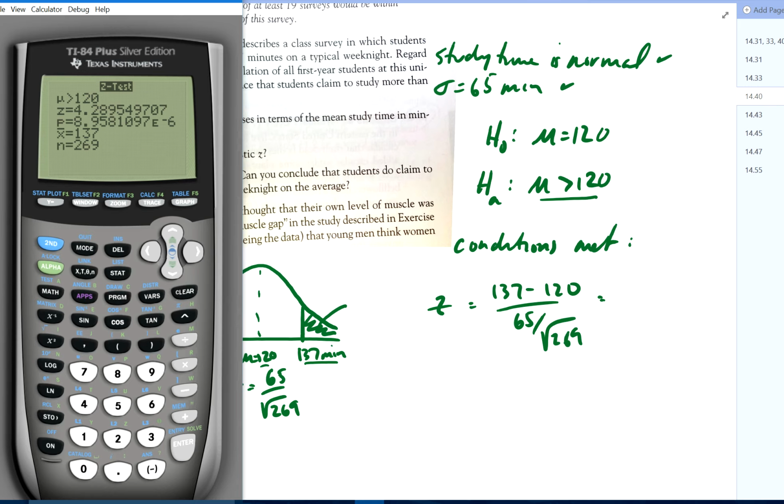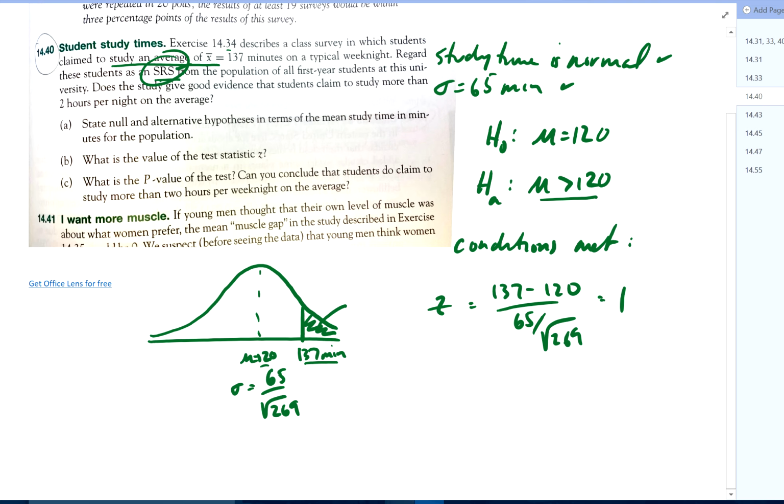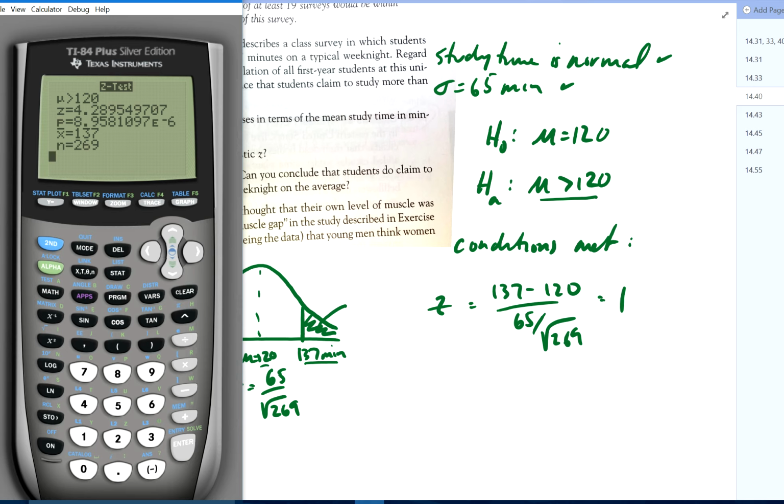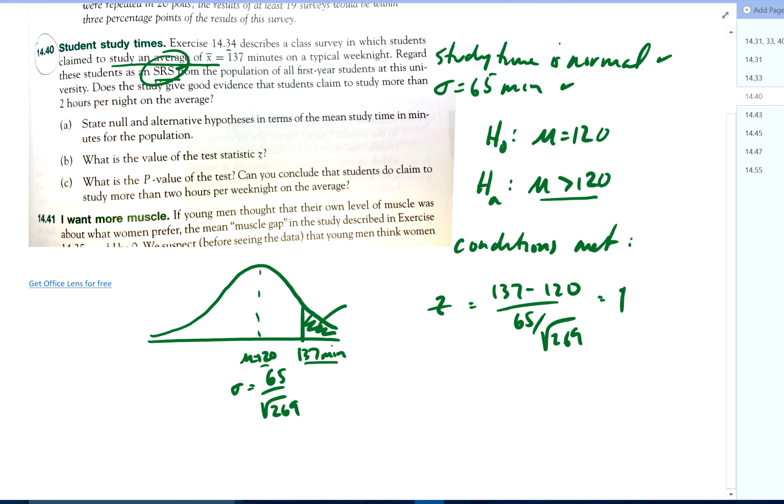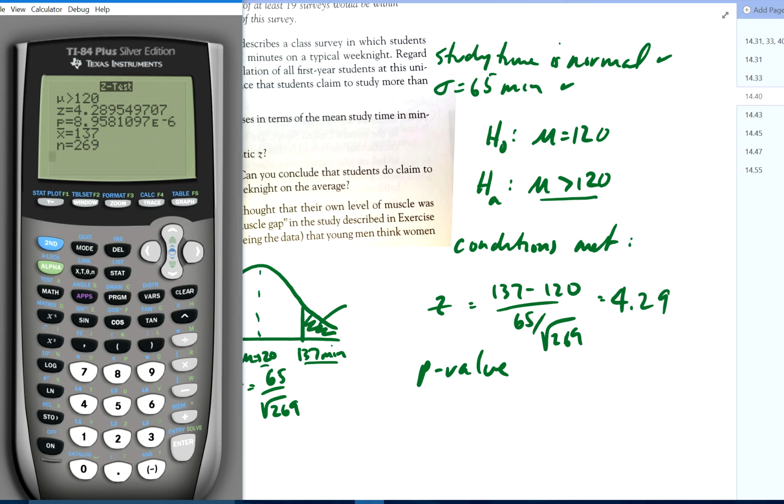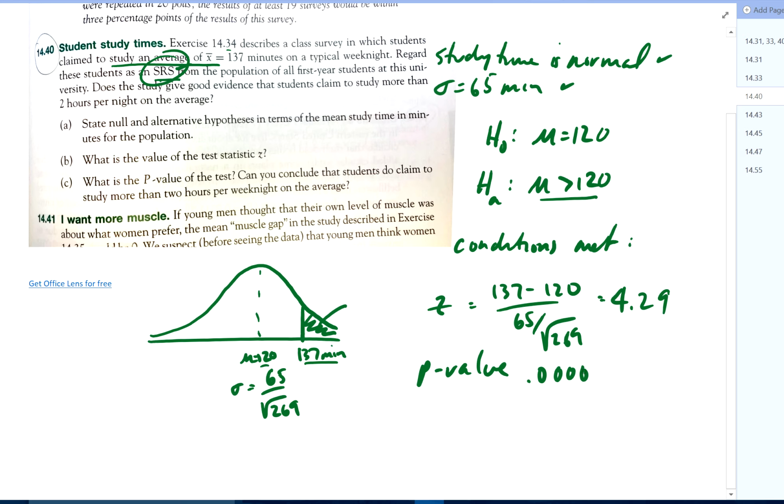Okay, so z is going to be 4.29, and the p-value, sorry, once I write on the screen the calculator goes away, is 8.9 times 10 to the negative 6. You see that E there on the screen? I moved the decimal over 6 places: 1, 2, 3, 4, 5, 6.